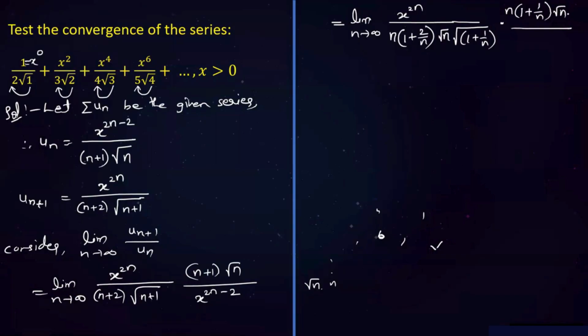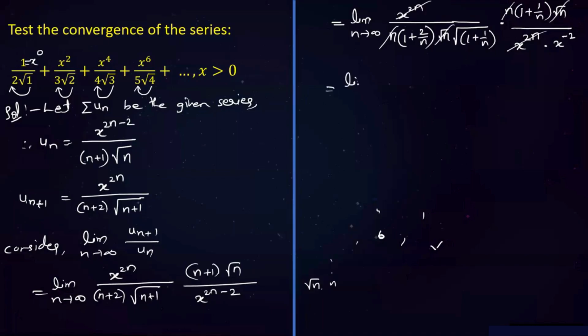In fact, I cannot take anything common from that. And in the denominator here, we can write it as x to the power of 2n multiplied by x to the power of minus 2. So that's the story here. Then you can look at them carefully. x to the power of 2n can be cancelled. Here n can also be cancelled out. And of course, this root n also.